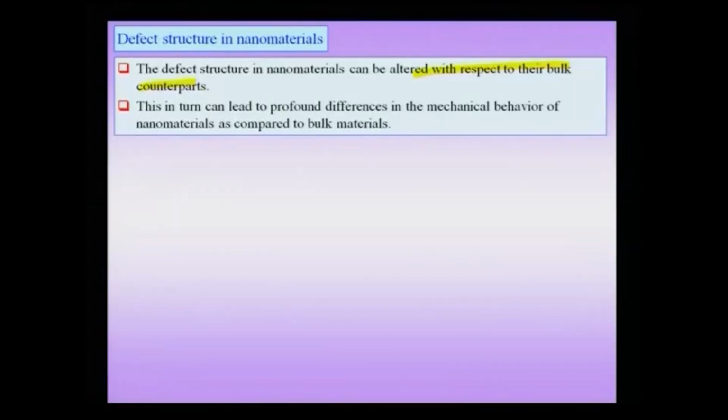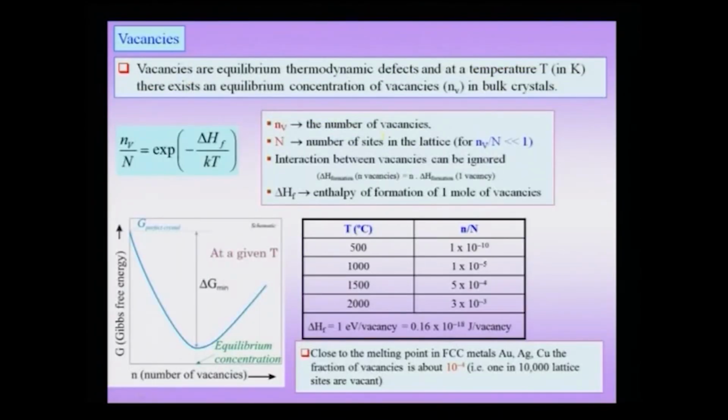It includes, as we have noted before, entities like distribution of defects, its size, its overall volume fraction, or length per unit volume, etc. So, we need to know the defect structure in a material, so that I can understand the profound differences in mechanical behavior of nanomaterials as compared to bulk materials. So, the first of these defects I take up is vacancies.